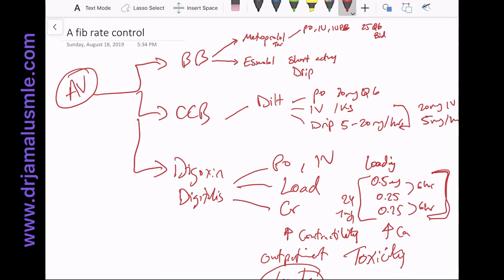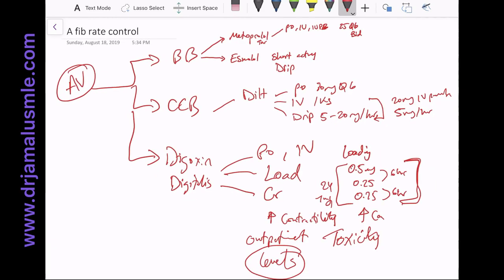Those are the medications that we use for AFib rate control. You can use one of them, or sometimes you might need to use two of them. Always remember that whenever you combine a beta blocker with a calcium channel blocker, that increases the chance of negative inotropy, and this might put your patient into heart failure.